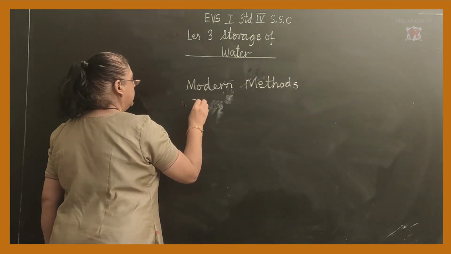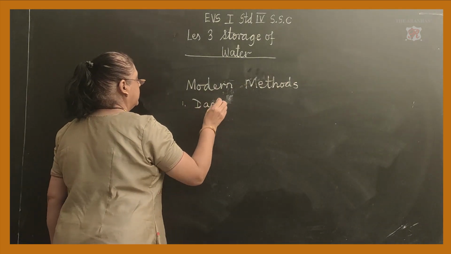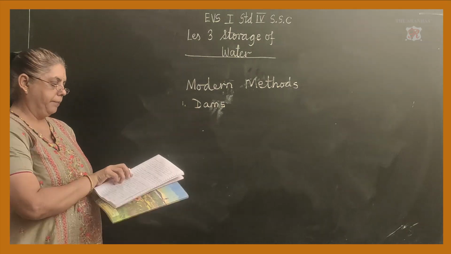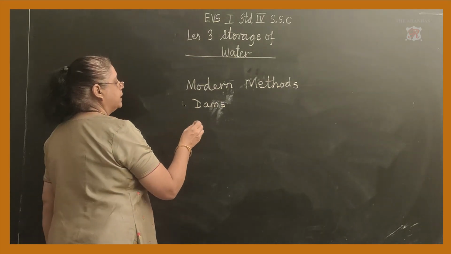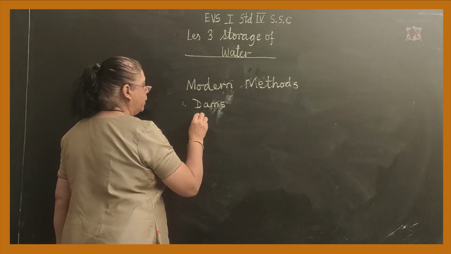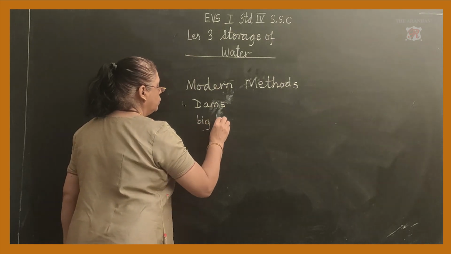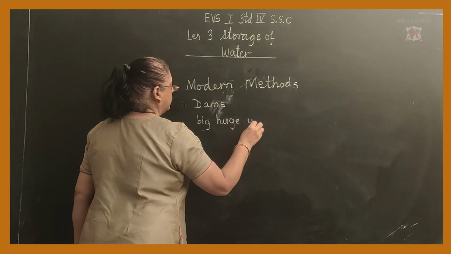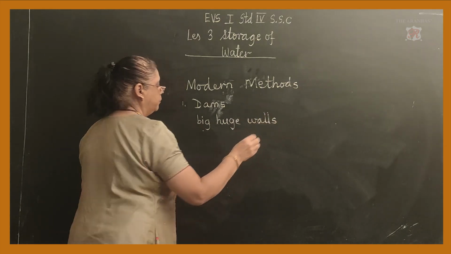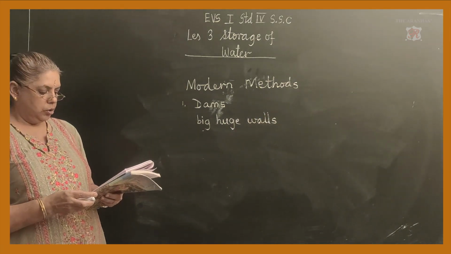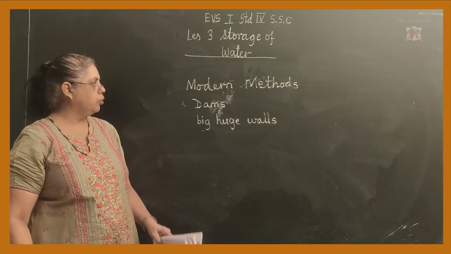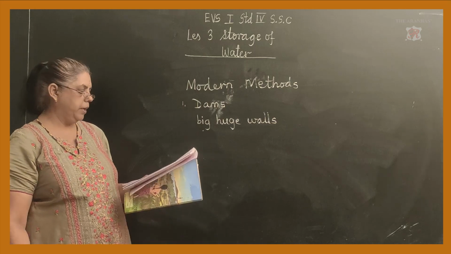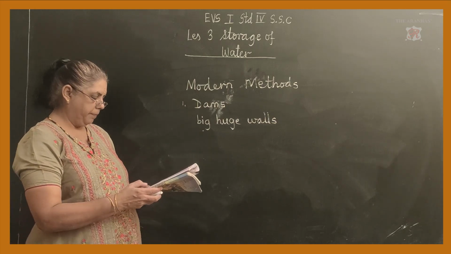First one is dams. Now what is a dam? A dam is built, we have to build big walls, big huge walls to store the water. Big huge walls are built. They are called dams. And we can store huge quantities, lots of water in this dam.